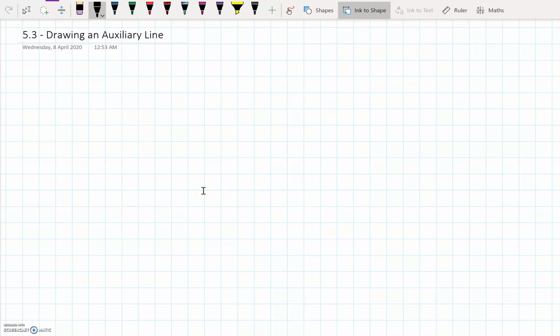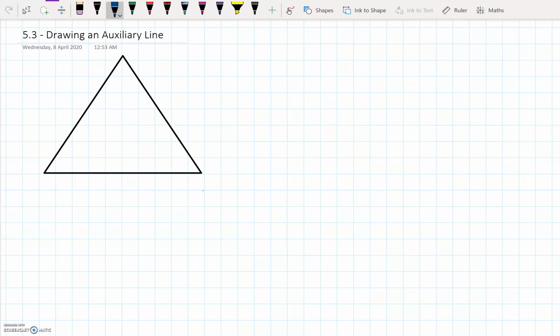Okay guys, sometimes you might find that you have a shape where there is no right angle triangle in it. So for example, let's look at this one. This is an equilateral triangle. Remember, equilateral means that all the sides are equal.